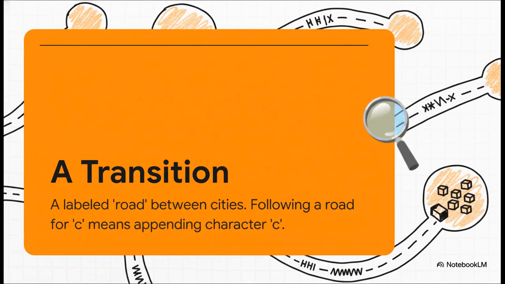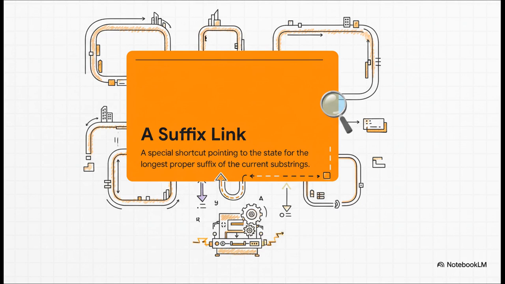And of course, every map needs roads. The transitions are the roads that connect our cities. Each road has a label, a character. So if you're in one city and you take the road labeled A, you're basically just tacking an A onto your substring and arriving at a new city. Simple as that. Now here's where our map gets really cool.